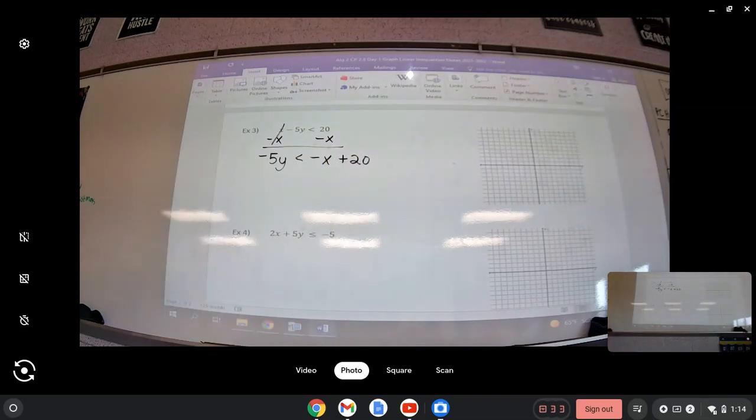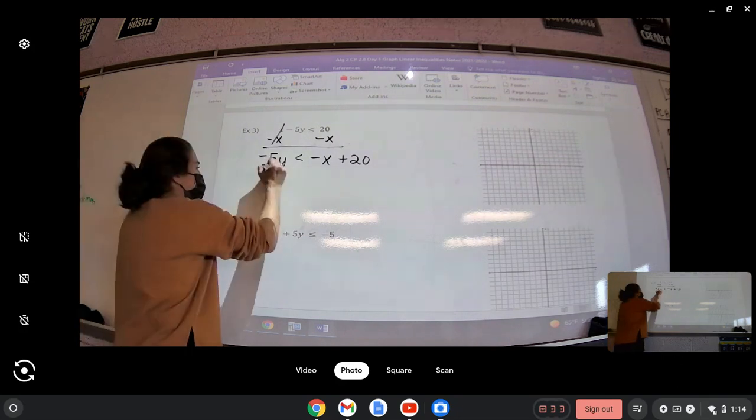What's the only thing you have to do to get y alone? Divide by who? Ooh, guys, you're about to divide both sides of an inequality by a negative number. What do you have to do? You got to flip that symbol. So the flipping symbol comes back here. All right? So we're going to divide by a negative.